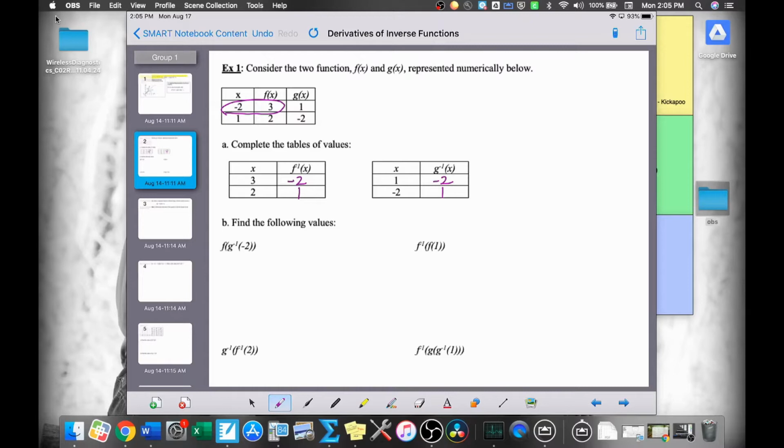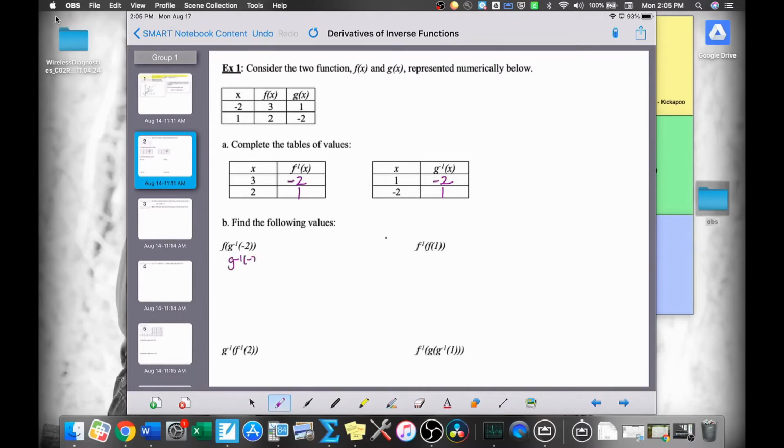Letter B gives us 4 different situations, and again, we are using the same table of values above to answer the following questions. The first one is f of g inverse of -2. So we should start on the inside and work our way out. So we begin with, what is g inverse of -2?